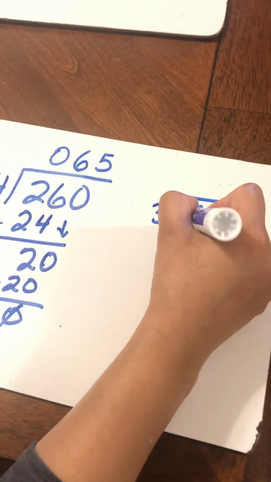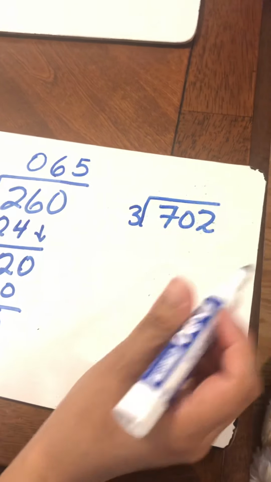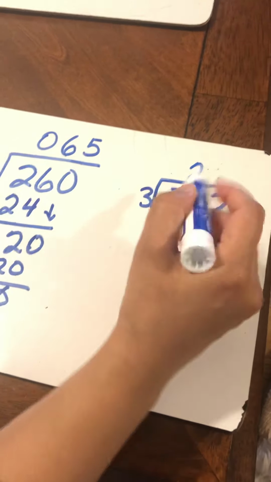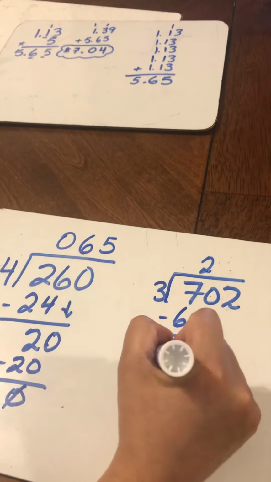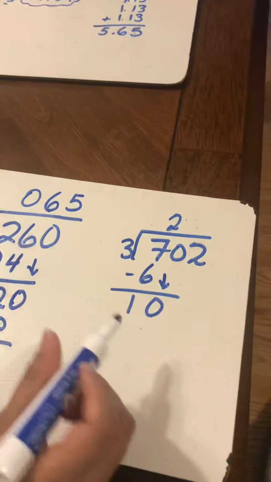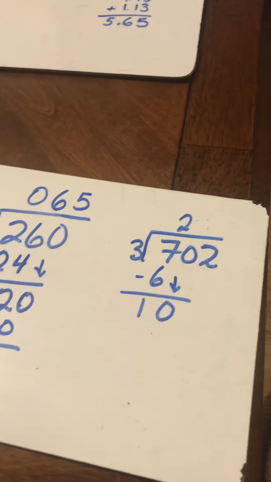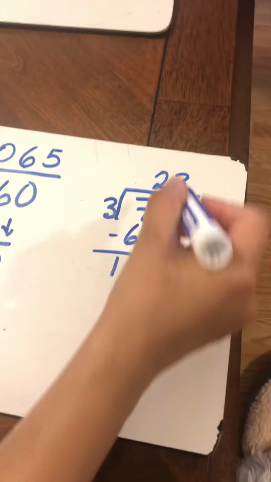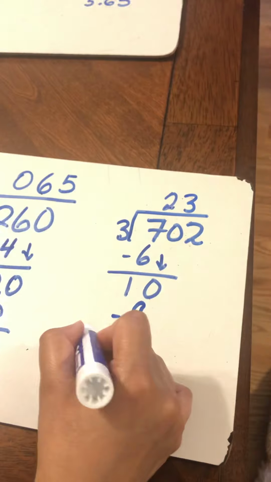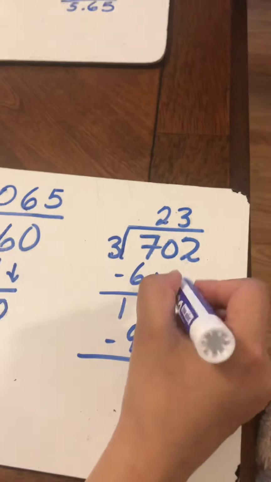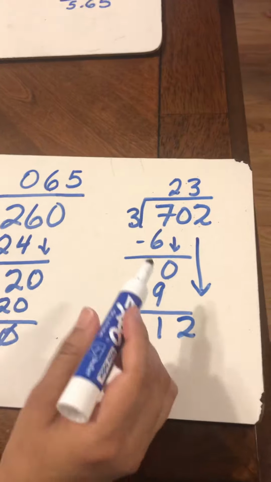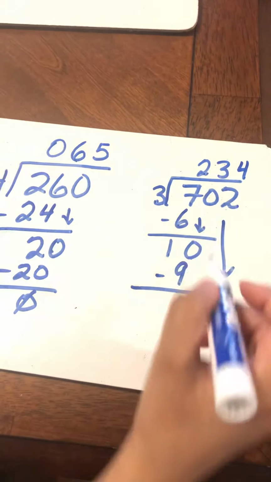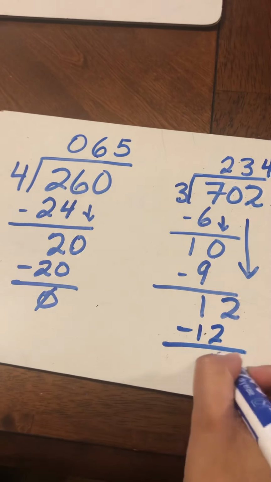Next one was 702 divided by 3. So 3 goes into 7 twice, right? Because 2 times 3 is 6. Subtract. Bring down the 0. How many times does 3 go into 10? 3, 6, 9, right? 3 times. 3 times 3 is 9. Subtract, that's 1. 10 minus 9 is 1. And now I bring down the 2. And 3 goes into 12 exactly 4 times. And same thing here, no remainders. Okay.